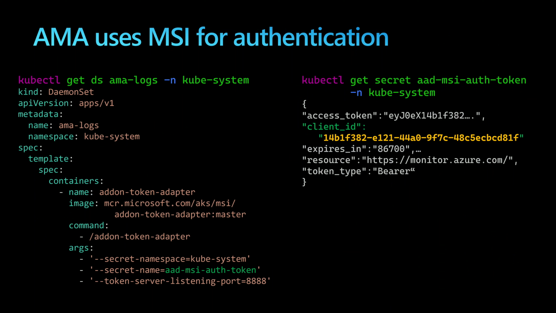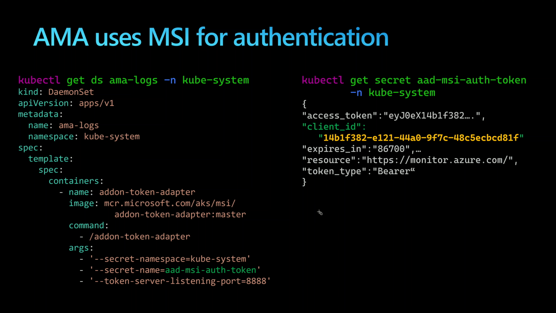When we do get daemonset for the Azure Monitor Agent, the one that collects the logs, for example, you will see that there is a container called AAD token adapter. That one will reference a secret called AAD MSI auth token. If we take a look at that secret, we can see that there is an access token, which is the access token that will give us access to Azure Monitor, but there is also a reference to a client ID. What is this client ID?